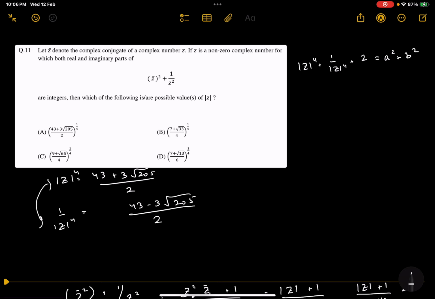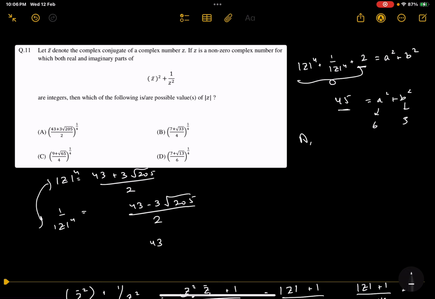So z plus this becomes 43 plus 2, which becomes 45. So this whole thing is 45 for option A. And is this equal to a square plus b square for some integers? Yes, when a is 6, b is 3, this is true. So A option is possible. Similarly, we'll have to check all the 4 options. So A is the answer.